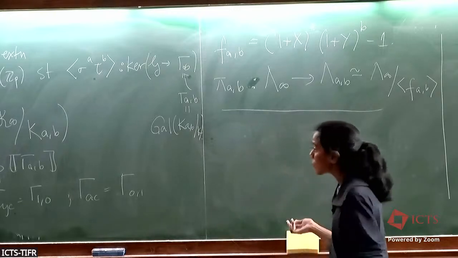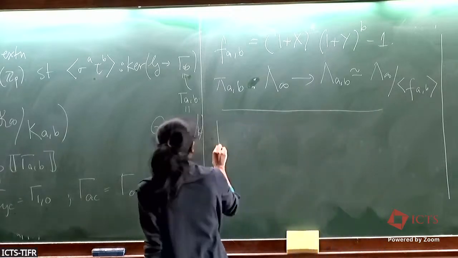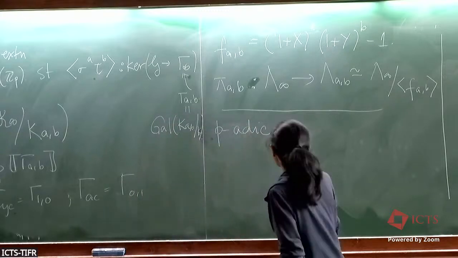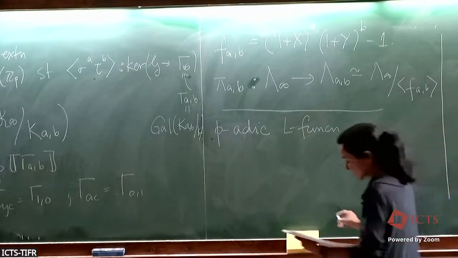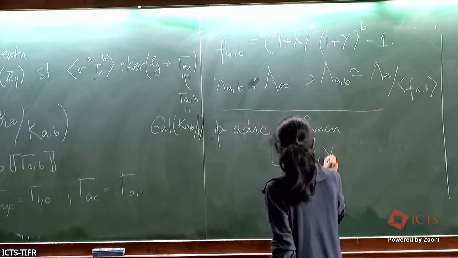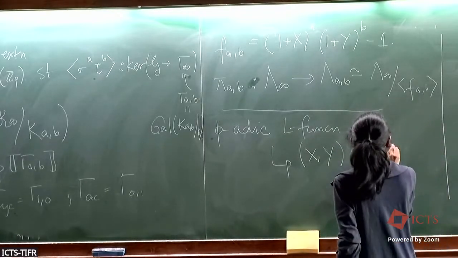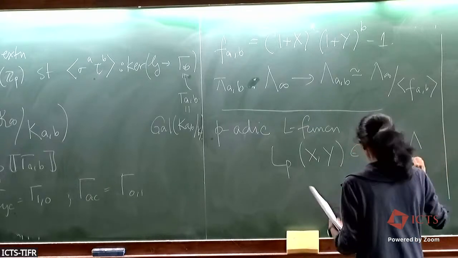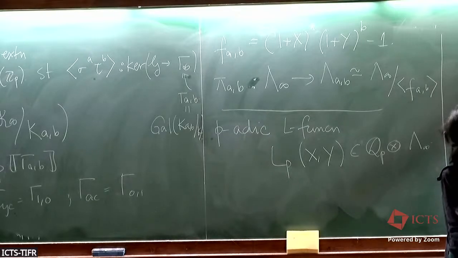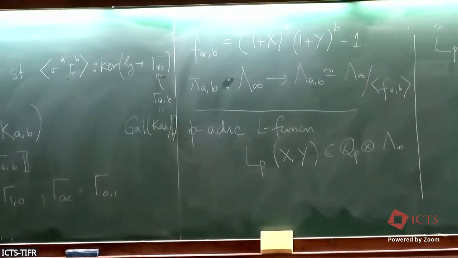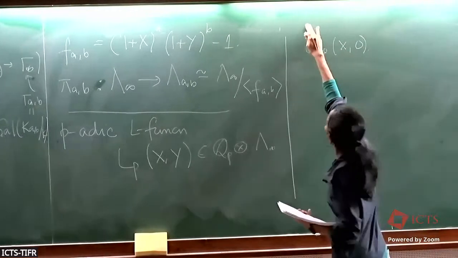So in this setting, we do have a p-adic L function that is due to Hida and Perrin-Riou. It's a two-variable p-adic L function. Again, for simplicity, I'm just going to assume p is bigger than or equal to 5 throughout. So this p-adic L function that I will write as L_p(x, y) lives in Q_p tensor Lambda infinity. And I can take its projection to the anticyclotomic line, which is L_p(x, 0). So I've just taken the projection to the anticyclotomic line. And this is going to show up right now.